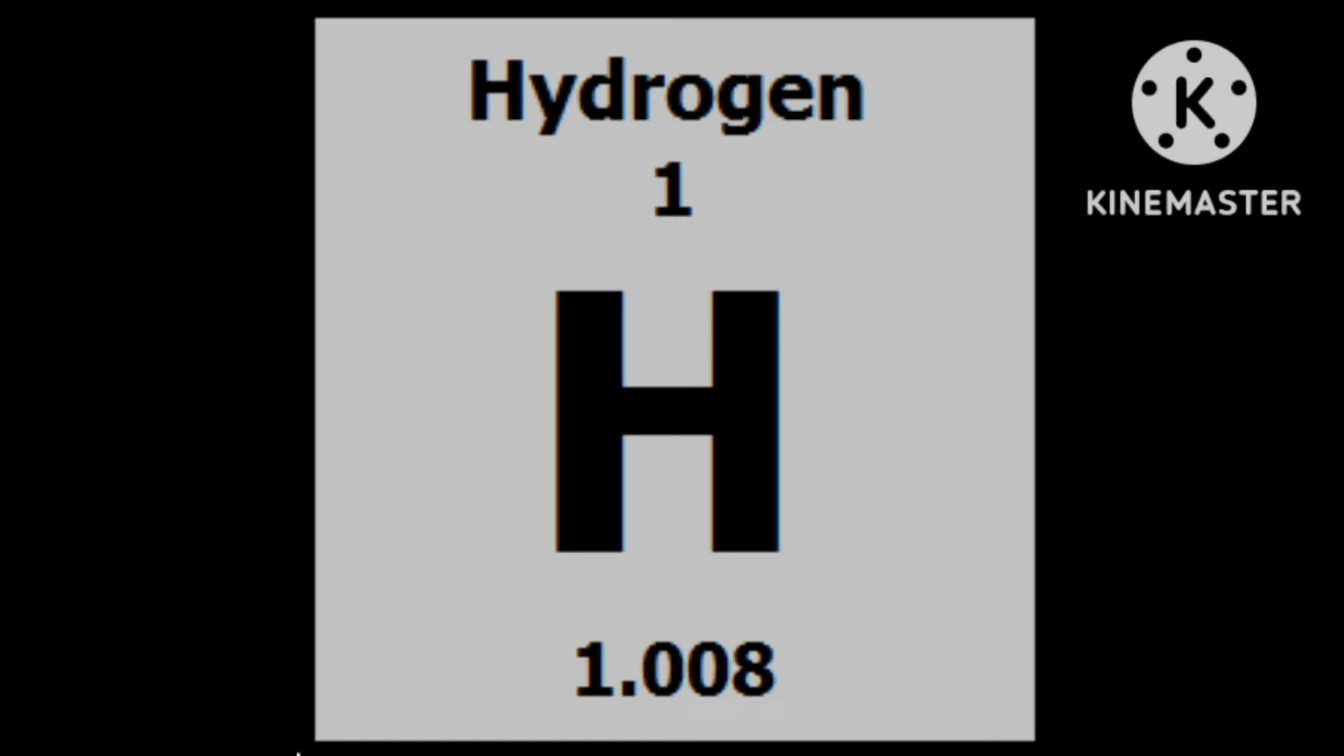In terms of ionization enthalpy, hydrogen resembles halogens more. The ionization enthalpy of lithium is 520 kilojoule per mole, and that of fluorine is 1680 kilojoule per mole, very high. Hydrogen is 1312 kilojoule per mole.